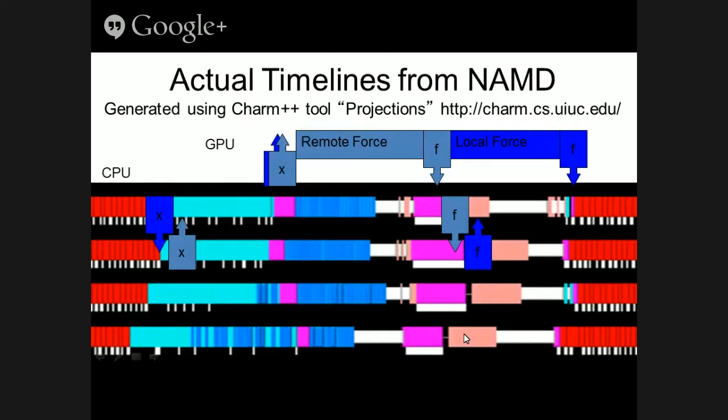This is the actual timeline from what's going on there. Again, positions transfer, upload to the GPU, run on the GPU, transfer the forces back, and then receive the local forces locally and continue immediately with integration.